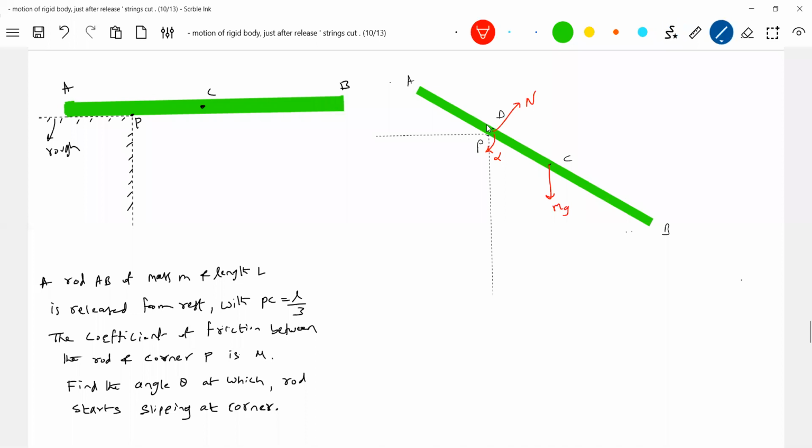Now this angle, let it be theta. We know distance PC. PC is given equal to L by 3.